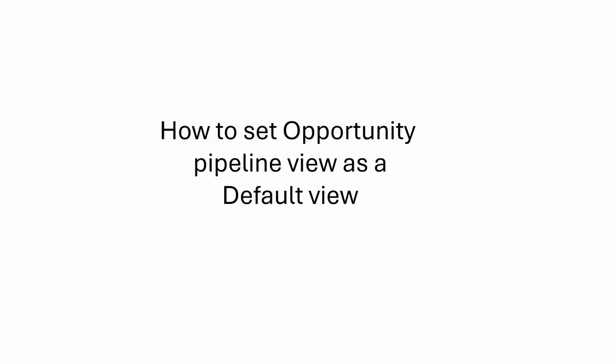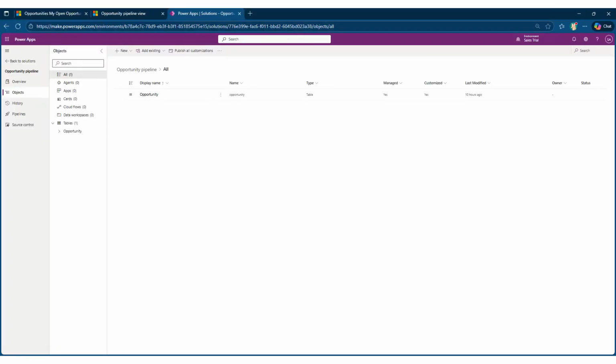So now I will show you how to set this opportunity pipeline view as a default one. So we saw how to configure this opportunity pipeline view. So we will do this from app settings. But once this is done, we need to add this pipeline view into your opportunity table, and then you need to set it as default. For that, I have added this opportunity table inside my solution. And then for this particular process of setting the view as a default, we need to go to the classic view. So I will click on this switch to classic.